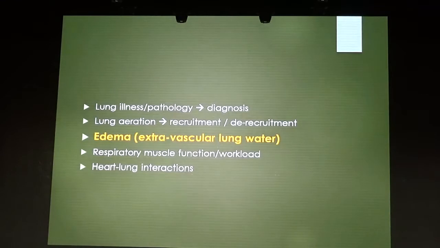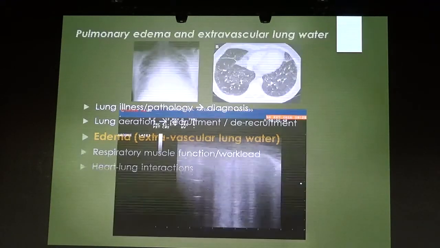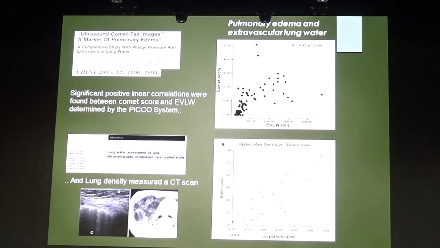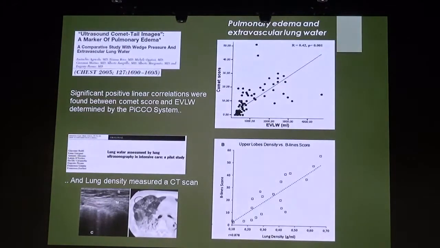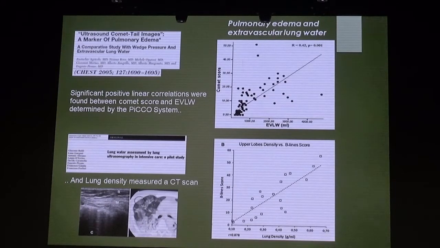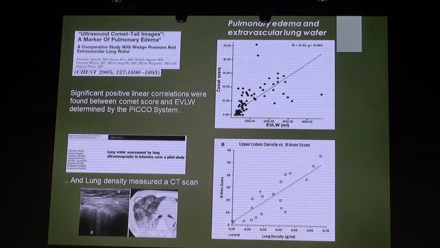The third thing is, of course, lung edema and the assessment of the extravascular lung water. And maybe it's the most validated aspect of ultrasound. You can see here a study in which the B lines have been related to extravascular lung water determined with the PiCCO system, or, as the second study, have been compared with lung density measured at CT scan.